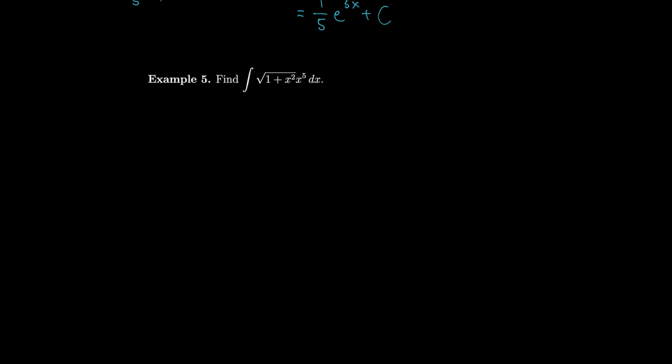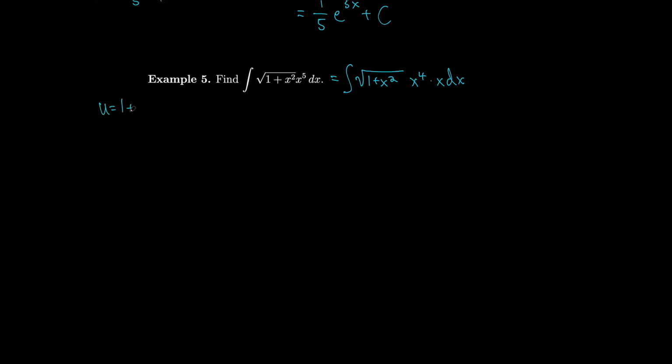For this example, it's a lot less obvious what to make u equal to. You have to really think about it, because if you make it equal to 1 plus x squared, then when you take the derivative, you get 2x dx, and there isn't any immediately obvious x dx here. There's an x to the 5th. So what you might want to do is rewrite this as the square root of 1 plus x squared times x to the 4th times x dx. Now you have something you can substitute in. So let's try doing that.